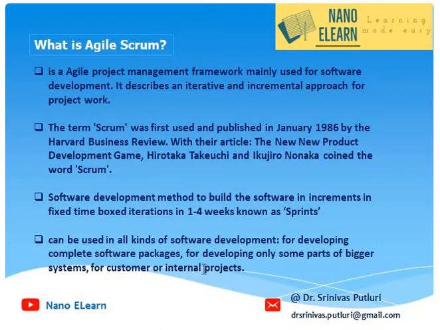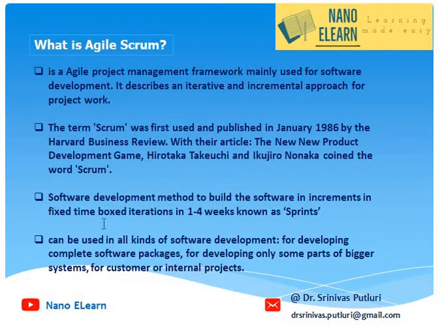Agile Scrum is a project management framework mainly used for development of software. It describes an iterative and incremental approach for the project work. Basically, this term Scrum was first used and published in January 1986 by Hirotaka Takeuchi and Ikujiro Nonaka, who coined this word "Scrum" in their article "The New Product Development Game".